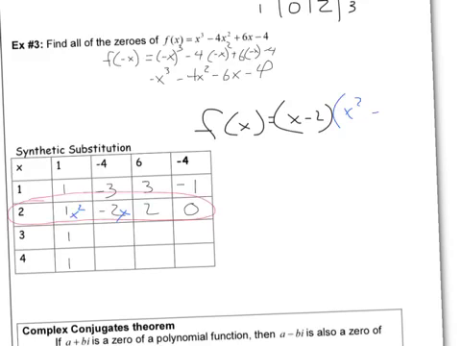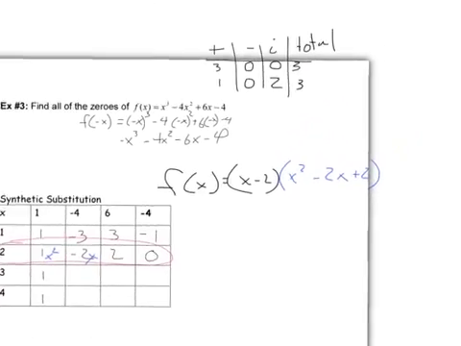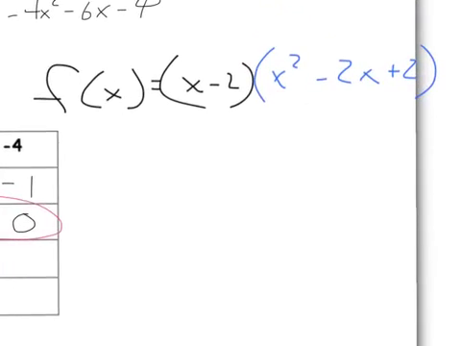X squared minus 2x plus 2. So to find the other two zeros, we're going to have to solve this somehow. Well, I would say first see if you could factor it. So you're going to say, is there something that multiplies up to 2 and adds up to negative 2? There is not. So we're not going to be able to factor it. So we're going to have to use the quadratic formula.